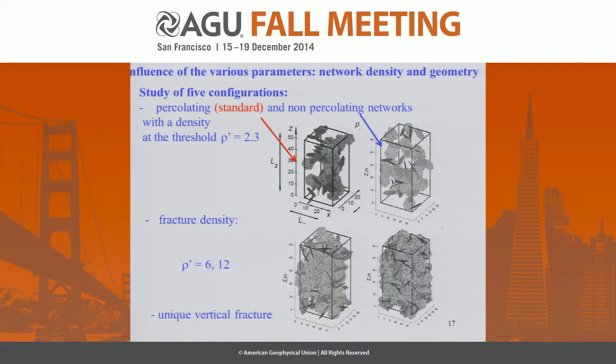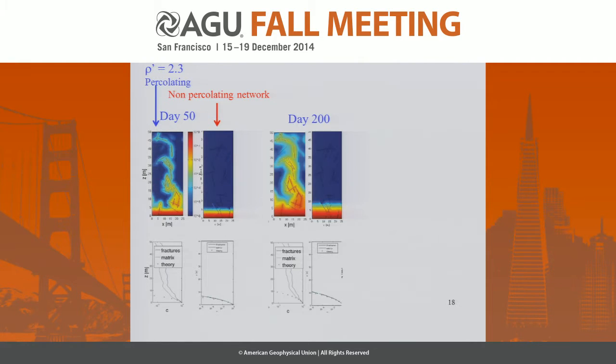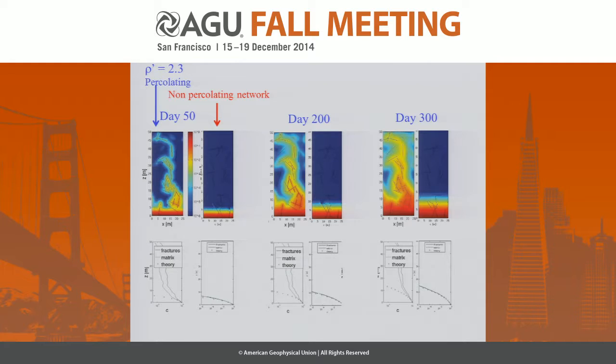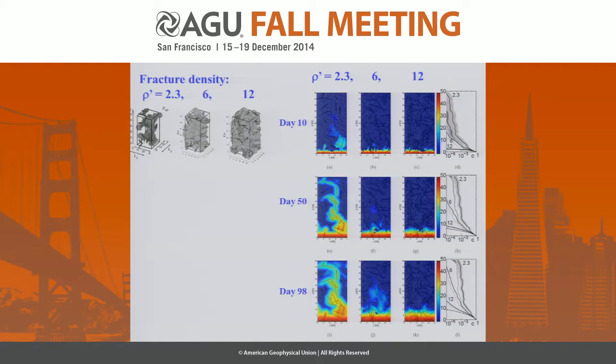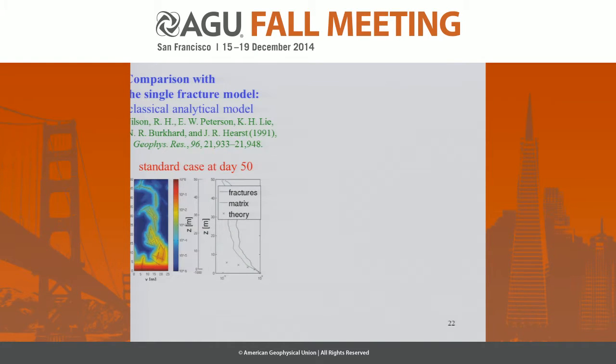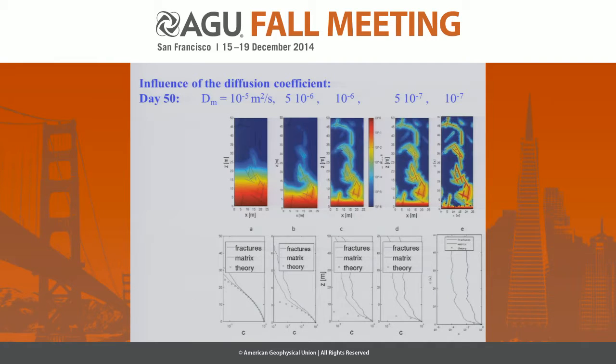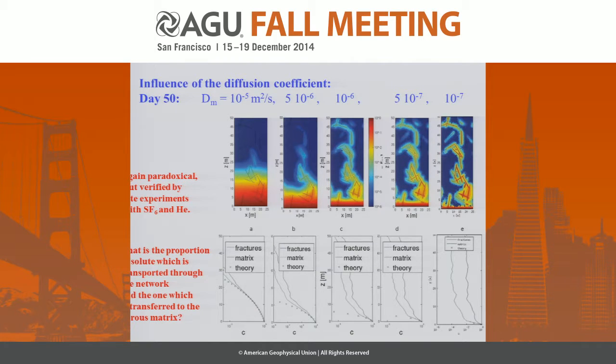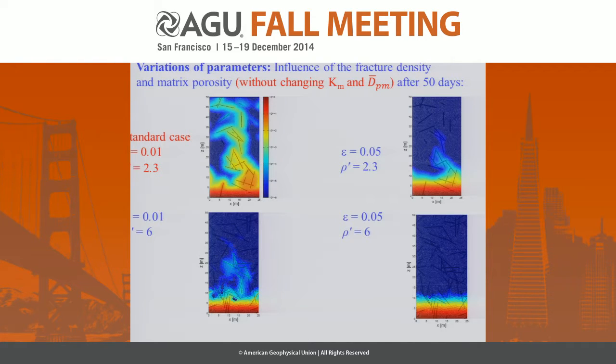So I just want to tell you just one result, because first thing, if you do it in a non-percolating network, then you see a very strong influence of the non-percolating network here. And so we did a lot of, I just want to show you, you have very paradoxical results. For instance, if you increase the diffusion coefficient from this value to this value, then what happens is that you decrease the output of the concentration. And this is verified by site experiments. So we studied many things, but I want to stop here.